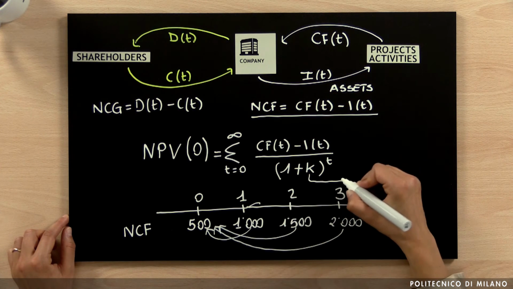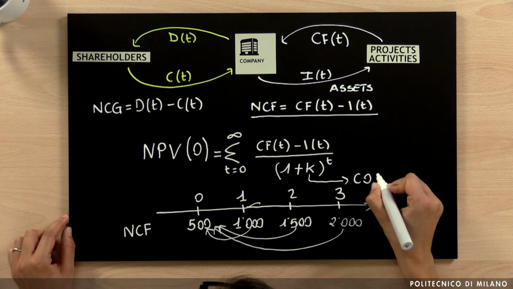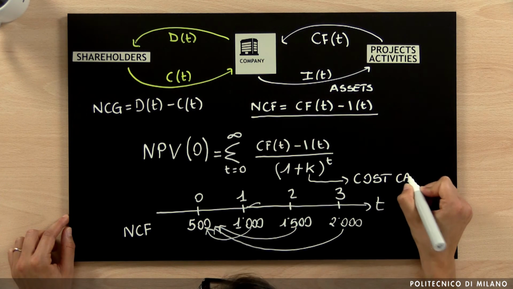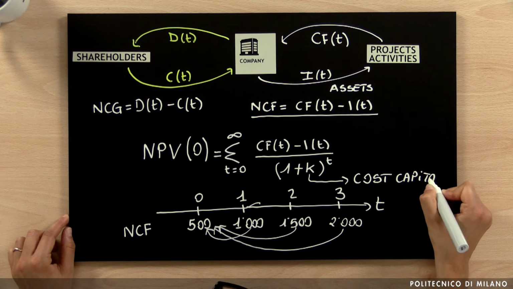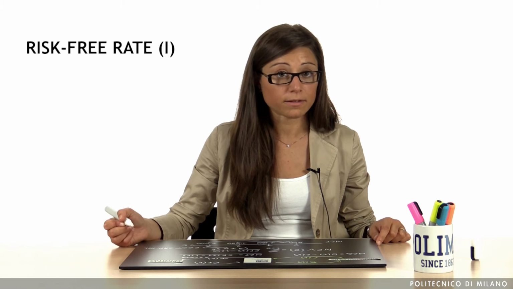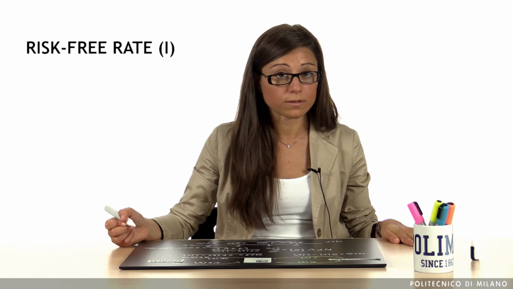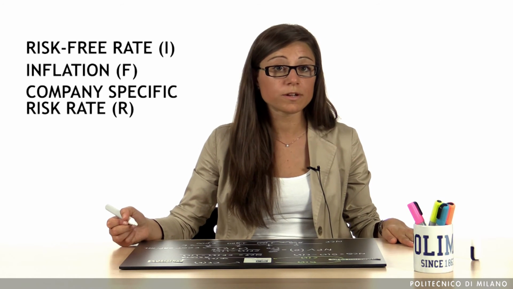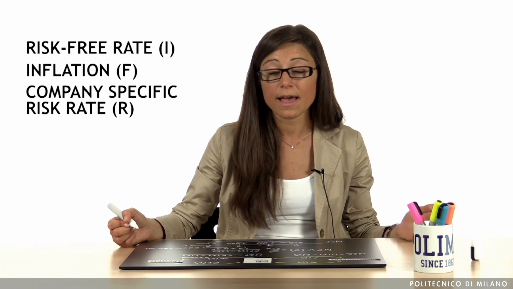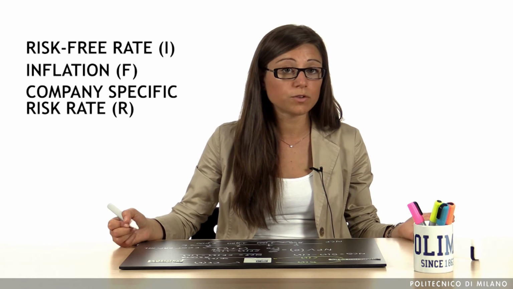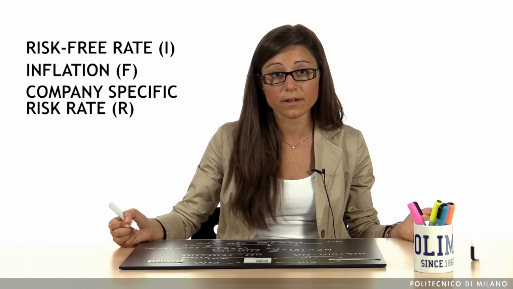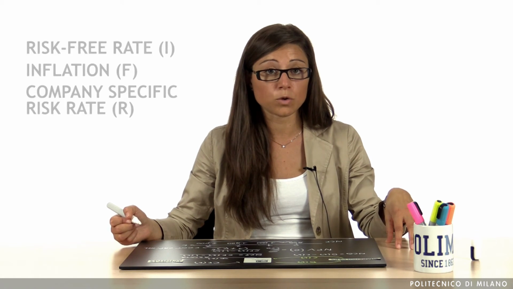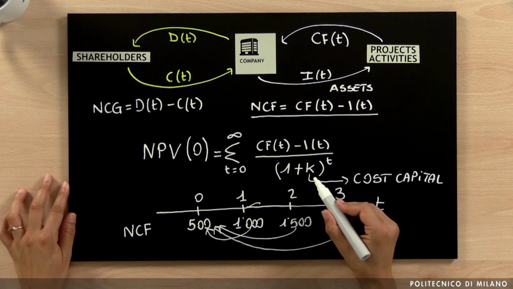What is this k? This k represents the cost of capital. The cost of capital is composed of three main elements. These three main elements are the risk-free rate, which is the rate of government securities, then the inflation, and then the risk premium of the company, which corresponds to the level of risk of a company's activity. The higher the level of risk of an activity of the company, the higher the risk premium. The sum of these three components, the risk-free rate, the inflation, and the risk premium of the company, gives rise to this k.